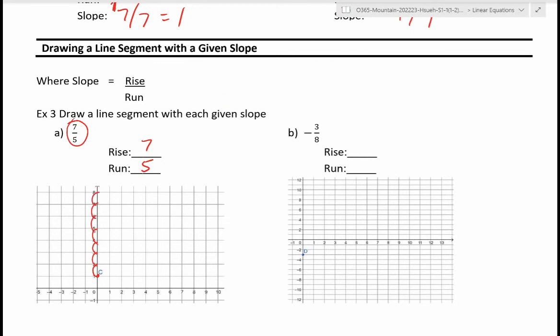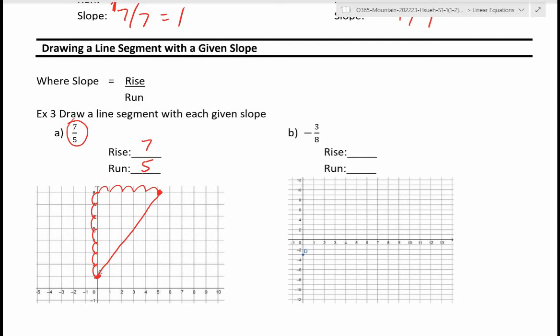Okay, we're going up because, again, the rise is positive. And the run is positive 5, so we're going to go to the right. So 1, 2, 3, 4, 5. And there is our second point. So we're starting from this point, and then we're going to connect this point with that point, and there is our line segment right there.